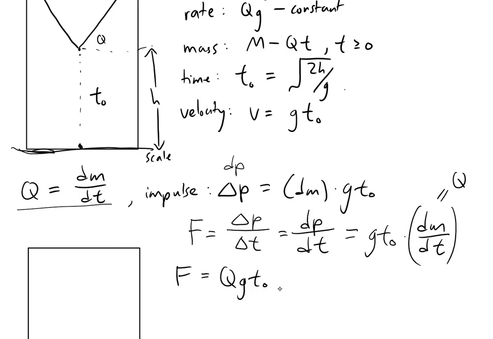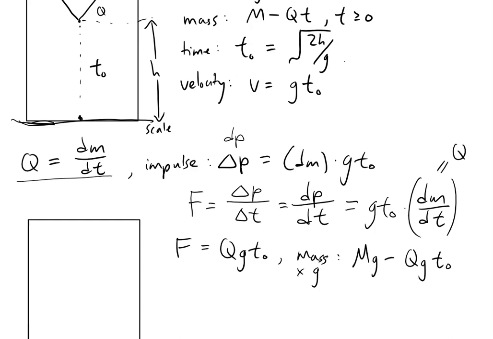Remember, our mass becomes M minus Q, and then T becomes T0 at this time. And let's multiply by G to give our weight. So mass times G is going to be mg minus QGT0 at the moment that the first grain of sand hits the bottom.